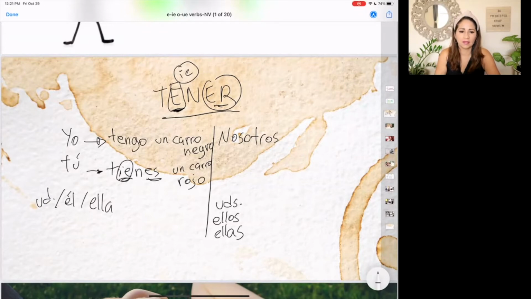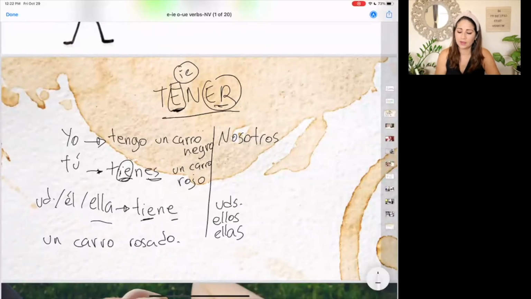Okay, and then let's see what happens with the third person. So usted, él, ella. Usted meaning you, sir, you, ma'am, or he, él, or she, ella. Let's say my best friend, she has, I don't know, a pink car. So my best friend is a female, so I'm going to say ella. And then ella tiene, and just an E because we need an E for the third person. Ella tiene un carro rosado.